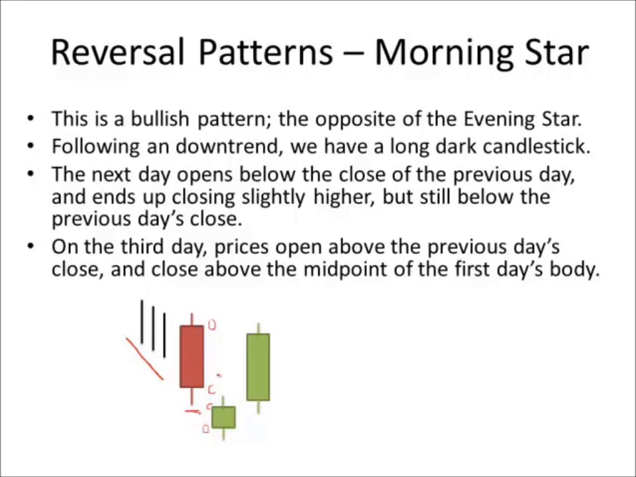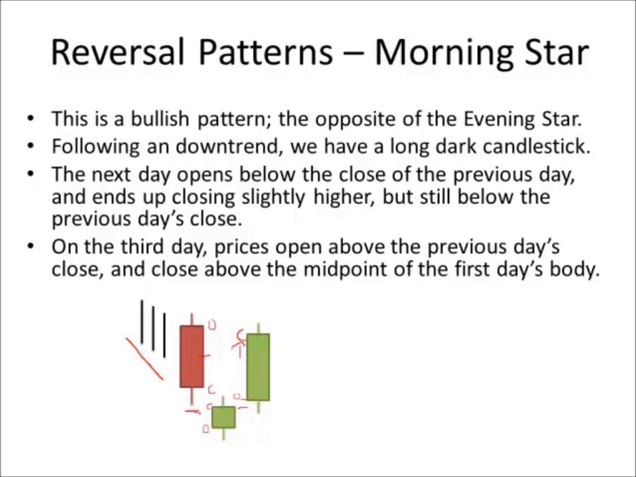And on the third day, we see prices open above the first day's close. So the first day's close was here, right? Prices open above it over here. Prices open above the first day's close and close above the midpoint of the first day's body. So the first day's body is here, midpoint is here. This close is above that midpoint, right? And this is the same thing that we saw in the previous pattern, except it's the other way. Once this occurs, this completes the pattern. Now we have a reversal in the trend. We now have a bullish pattern, and the price should go up.